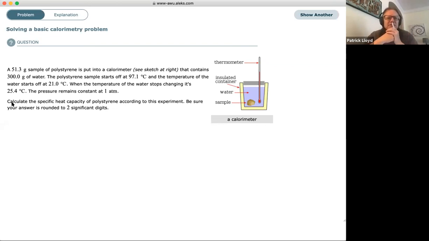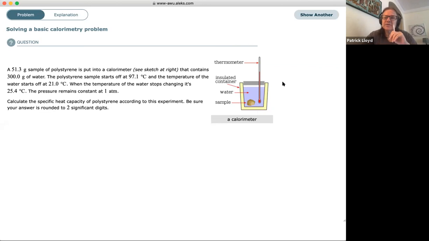Okay. And this problem is called a basic calorimetry problem. Now, this basic calorimetry problem is really a physics problem. It's really a heat transfer problem, not involving any chemical reaction here. But typically we want people to be able to do that.